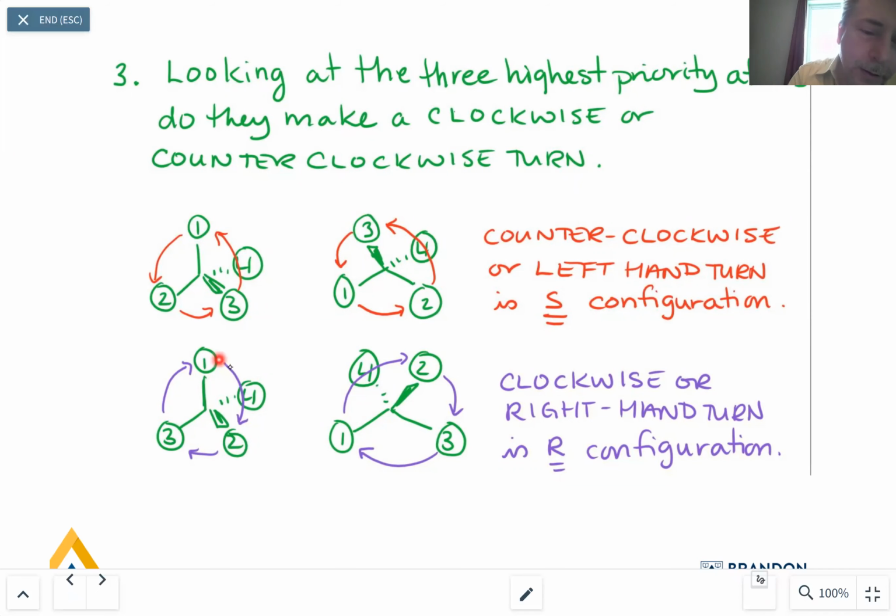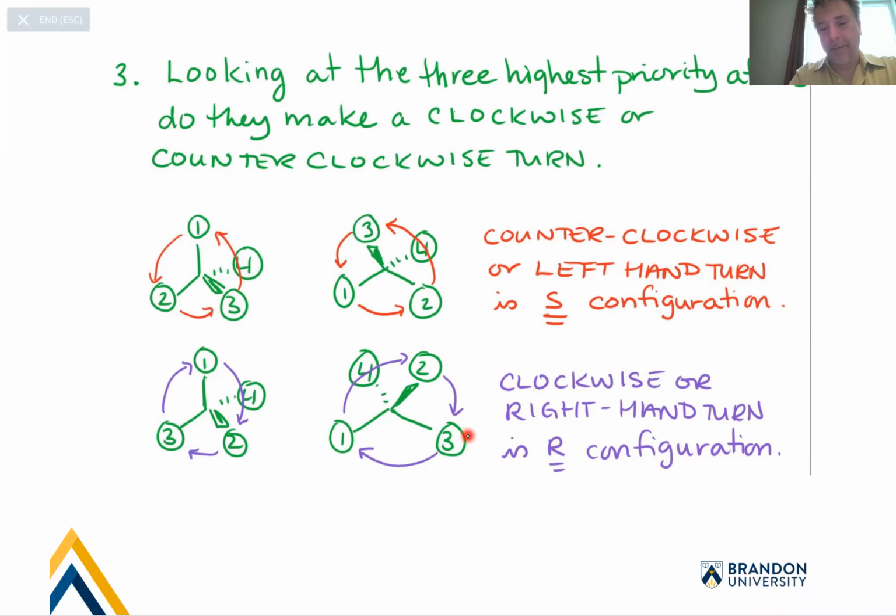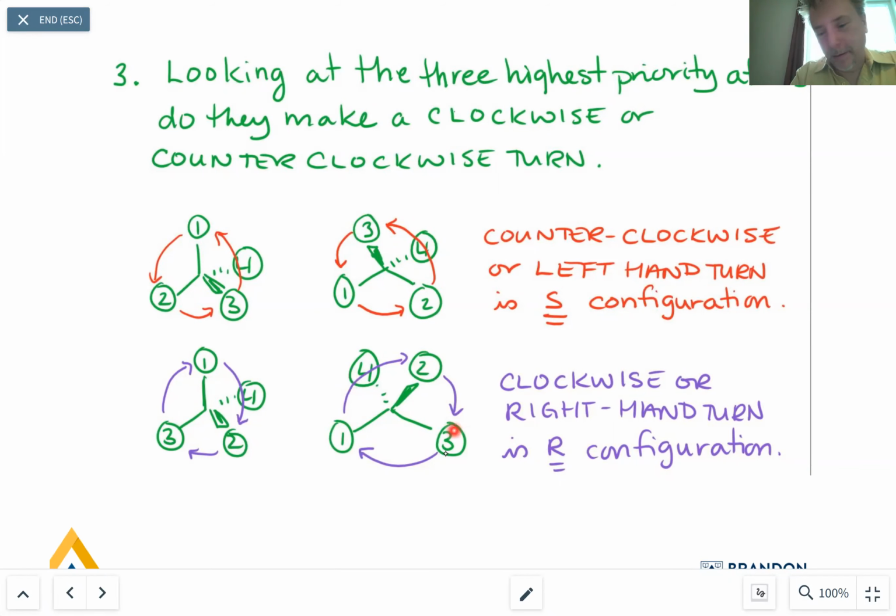So is it clockwise or counterclockwise? If it's clockwise, it's R. And so I always think of this as if I'm driving in my car and I want to turn right. I turn my wheel to the right. And this is the R configuration. So right-hand turn, R. So if the 3 remaining substituents are like a right-hand turn going from 1 to 2 to 3, it'll be the R configuration. And if it's a left-hand turn, then it's S. So R, right-hand turn.